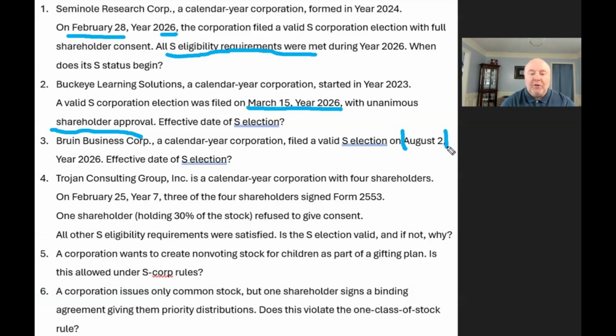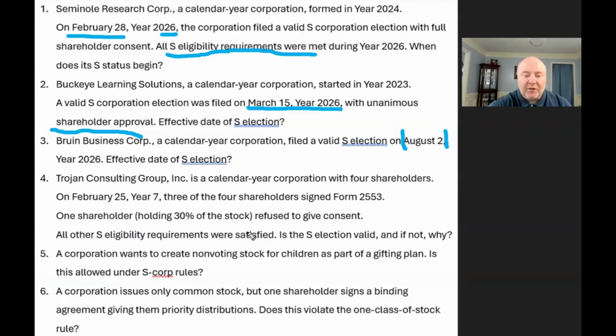Now, if the one who's refusing consent had already sold their shares and refuses consent, or they sell them now and they refuse consent, then we wait until January 1st of 2028 and then we can do it, right? Then we can file the S election and that would be fine, because we just have to have all the shareholders who own stock within that given year. But in this situation, they're all still shareholders. All 4 of them are still shareholders. One of them's refusing, so we can't get a valid S election. As long as there's a holdout, there's no valid S election.